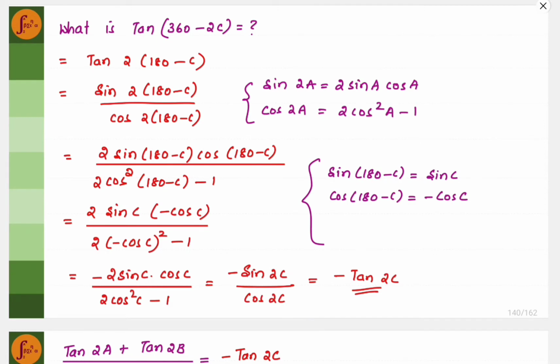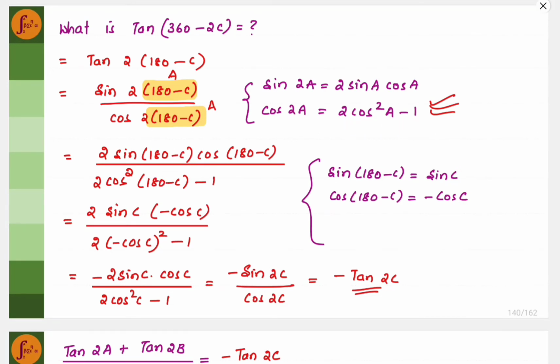And now further, I can write tan as sin by cos: sin 2(180 minus C) by cos 2(180 minus C). You can visualize this as sin 2A and cos 2A. What is sin 2A? It is 2 sin A cos A. What is cos 2A? 2 cos square A minus 1. There are 3 formulas for cos 2A, if you remember: 2 cos square A minus 1, 1 minus 2 sin square A, cos square A minus sin square A. We'll pick the one that is based on cos itself, 2 cos square A minus 1.